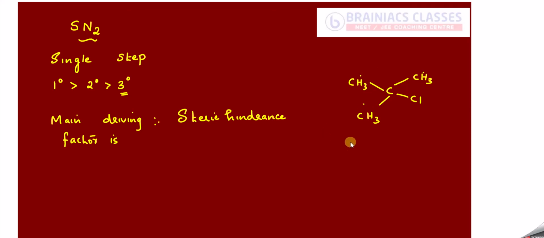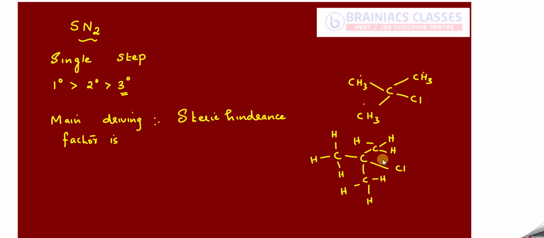So if you expand it and draw, you can see here hydrogen, here hydrogen, here hydrogen, here another carbon with carbon, here also hydrogen, here also hydrogen, here also hydrogen, and here another carbon with hydrogen, here hydrogen, and here hydrogen, and here chlorine is present. Now you can see there is full of hydrogen atoms and carbon here, so there is a lot of hindrance, correct? So that's the reason SN2 mechanism will not happen.